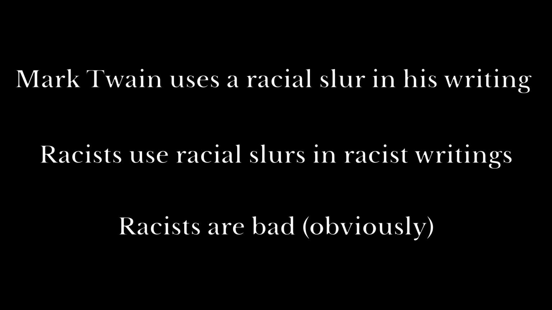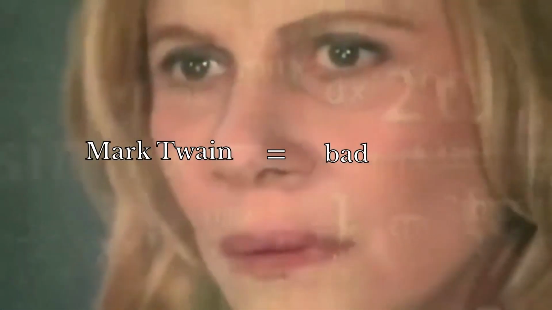Mark Twain uses a racial slur in his writing. Racial slurs are used by racists to tear down minority groups in racist writings. Racists are bad. By the transitive property of equality, Mark Twain is bad. While the first 3 of those statements are true, the conclusion of equivalency is not.